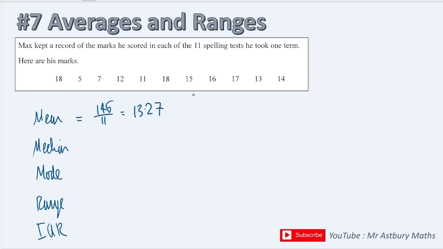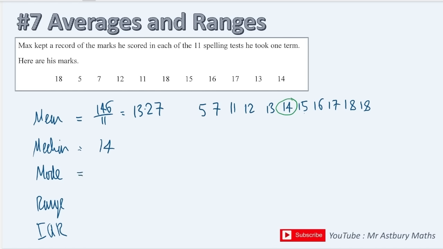Okay, for the median, I'm going to need to put the data in order. That's really important. So I'm going to write it out again. 5, 7, 11, 12, 13, 14, 15, 16, 17, 18, and 18. I can then find the middle number, and because there's an odd number, 11, if I add 1 to it to get 12, divide it by 2, I get 6. So it'll be the 6th number along. 1, 2, 3, 4, 5, 6. And that's perfectly in the middle, so therefore the median is equal to 14.